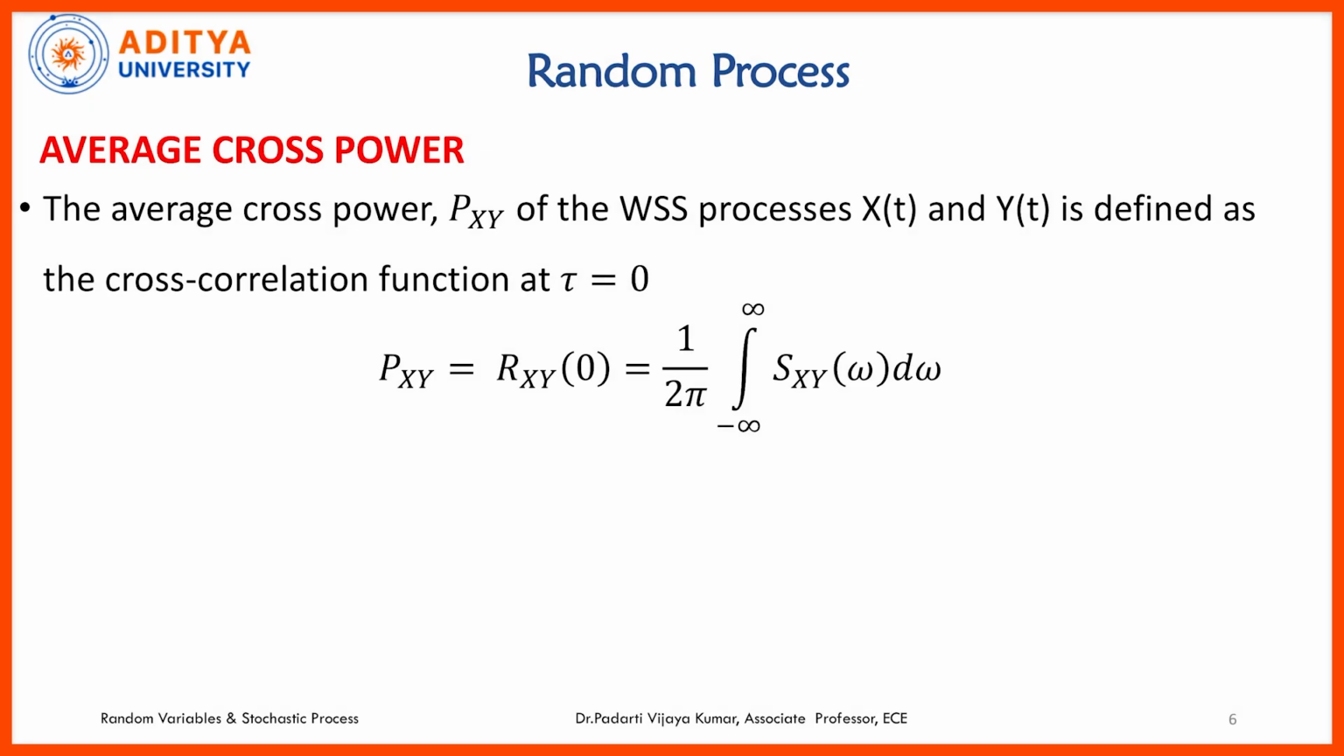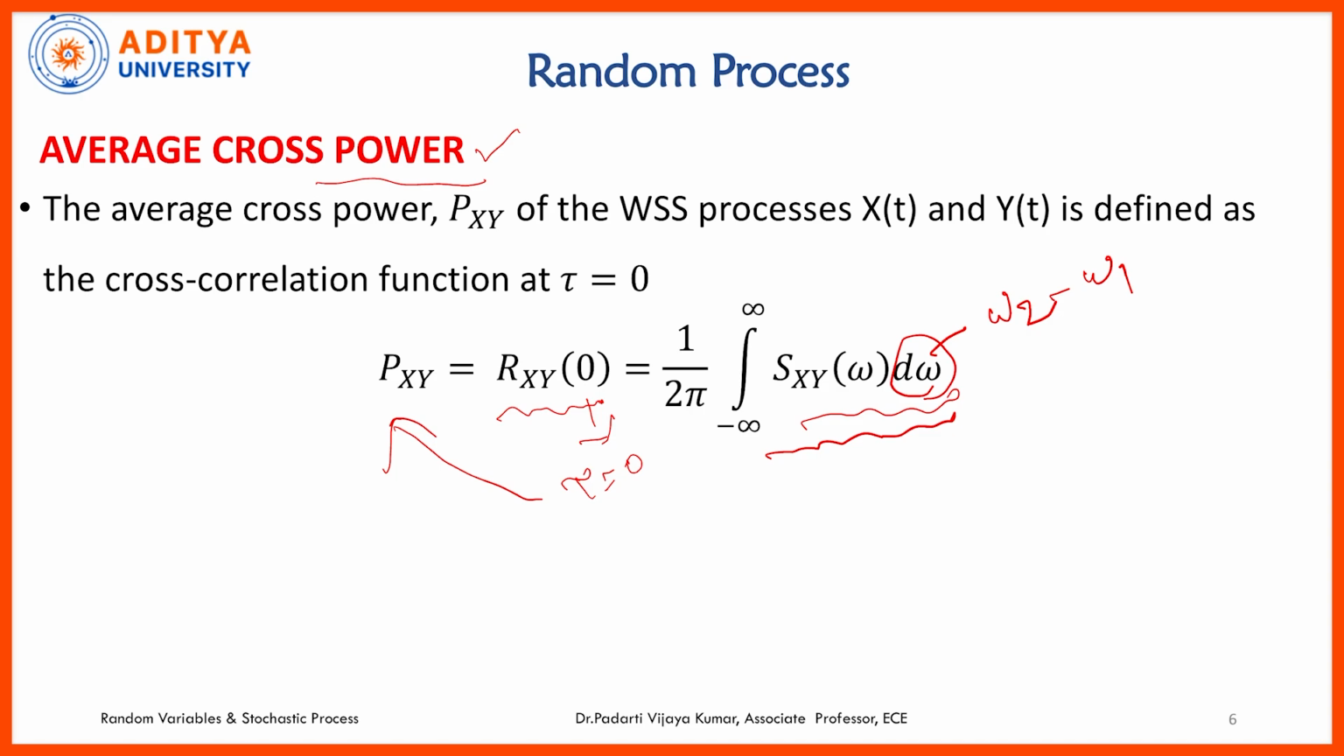Next, we also can compute the average cross power using the power spectral density. We know that the cross correlation function is nothing but inverse Fourier transform of cross power spectral density. Cross correlation function at tau is equal to 0 is mathematically equal to cross average power, and which is also mathematically equal to area under cross power spectral density over a given bandwidth. The bandwidth is d omega. It can be from omega 2 minus omega 1.